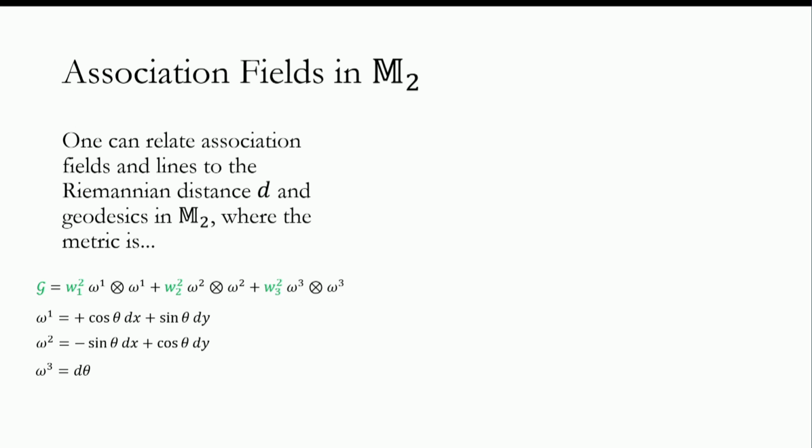The intuition here is that this metric, imagine a local position and orientation. The W1 parameter indicates how expensive it is to move forward. W2 indicates how expensive it is to move sideways, and W3 is how expensive it is to change your orientation. And now with this metric, you can do the following.